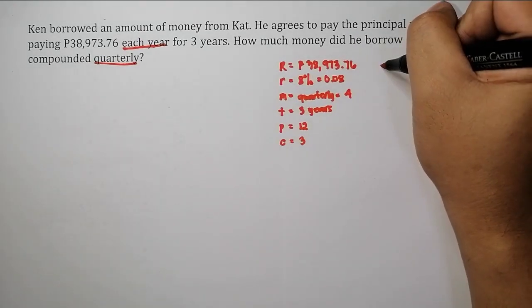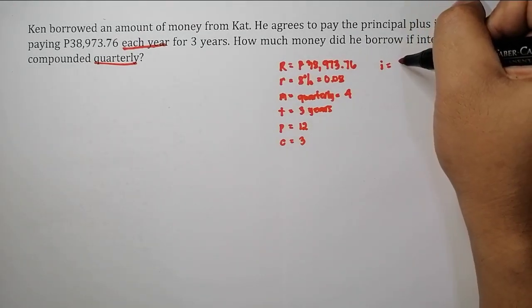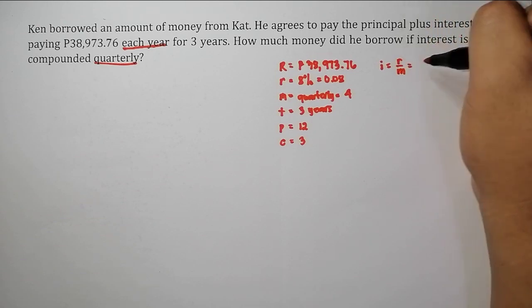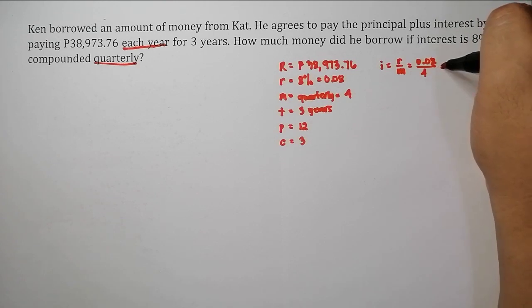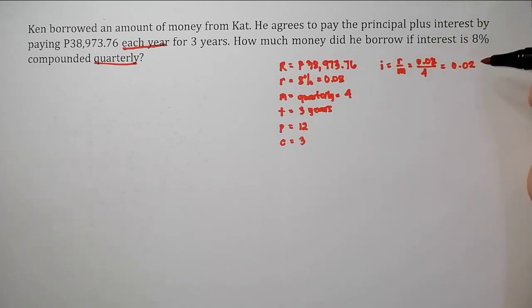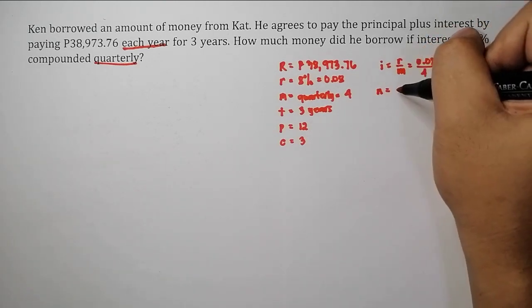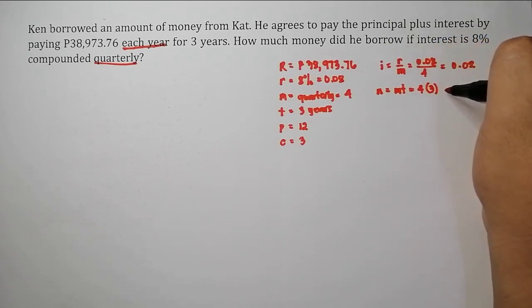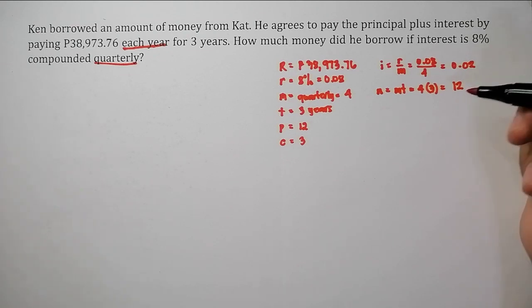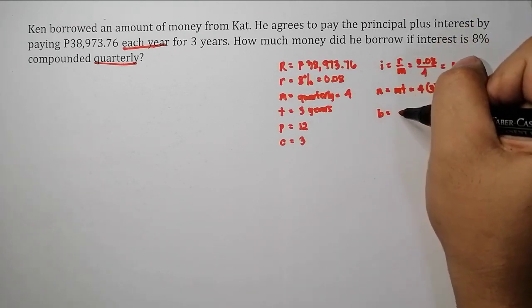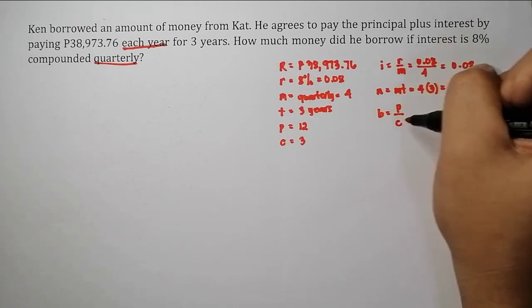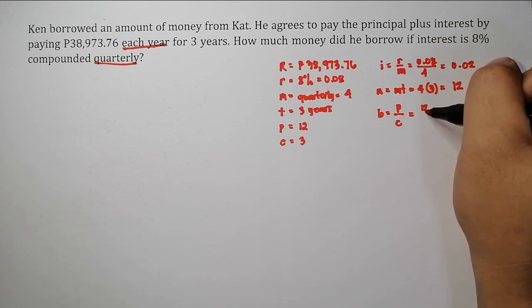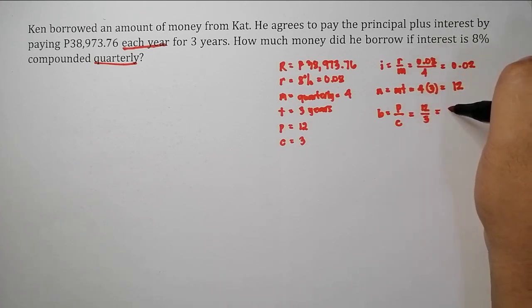Now we will now solve for letter I. That's R over M. So 0.08 over 4. This will give us 0.02. And then yung N naman natin, it's M times T. We have 4 times 3. This will give us 12. And lastly, yung value ng B natin, which can be obtained by dividing P and C. So we have here 12 over 3. This will give us 4.